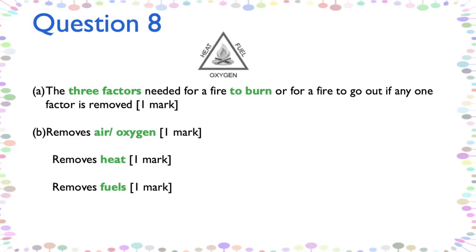For using water, this removes the heat. And finally, for cutting down trees, this removes the fuel. For question C, the answer was water, for a water fire extinguisher not to be used. This is because oil and water don't mix, and if they don't mix, it will not put out the fire.